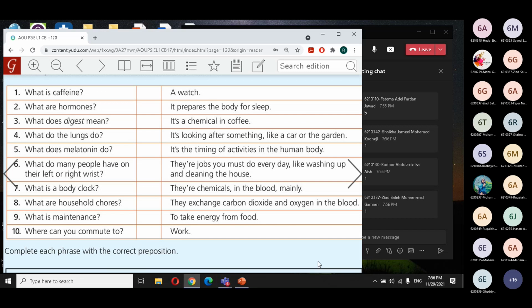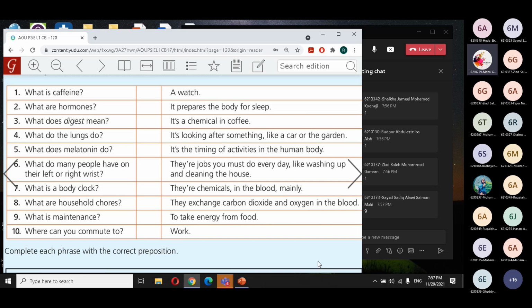Maintenance. Yes, number 9, excellent. Looking after, take care. The word look after means take care. Look after doesn't mean look. Look after means take care of. Be careful, it has nothing to do with look. So it's looking after something, you take care of something like your car or the garden or the house. So this is the meaning of maintenance. Okay. It's the timing of activities in the human body.